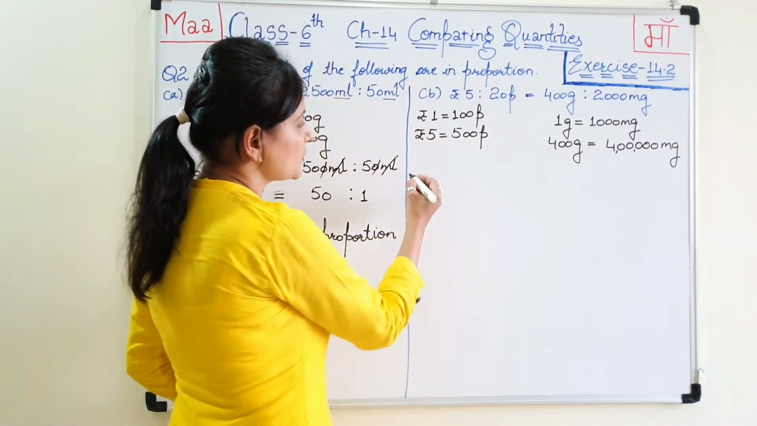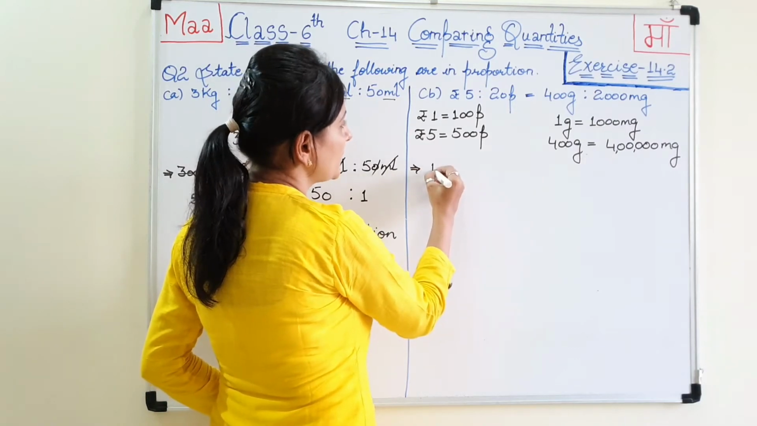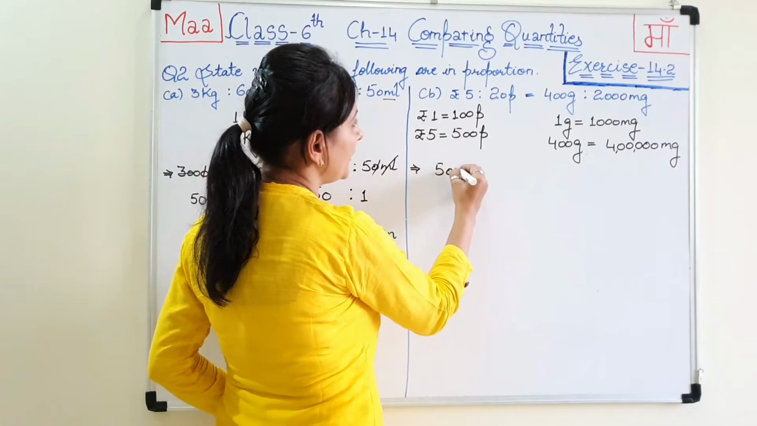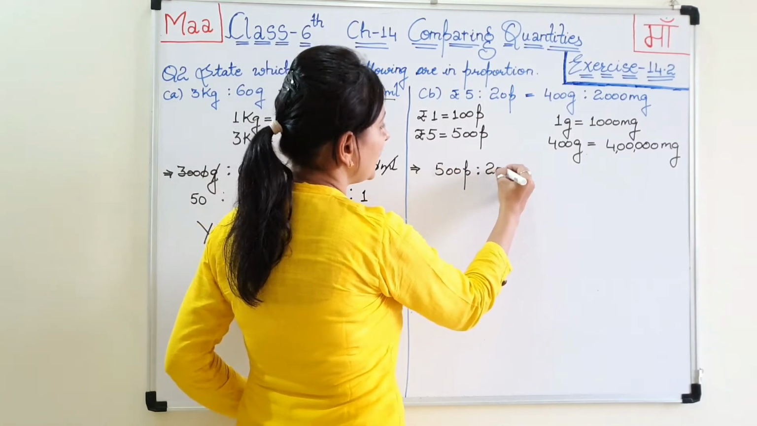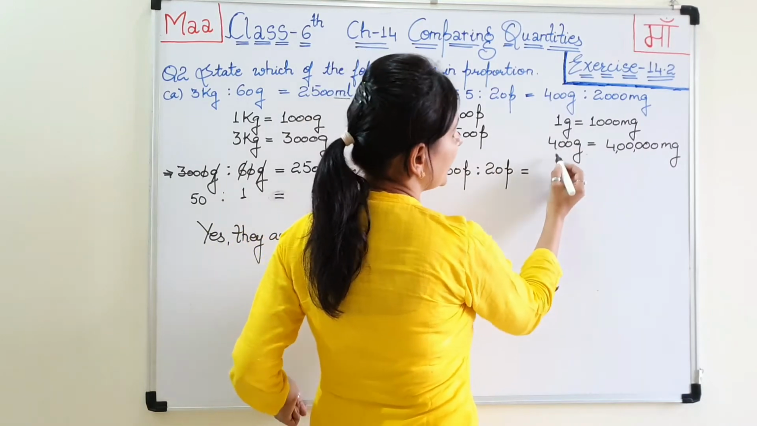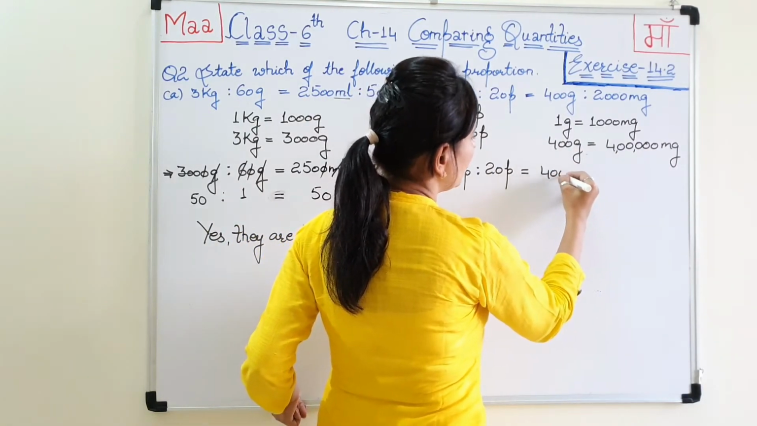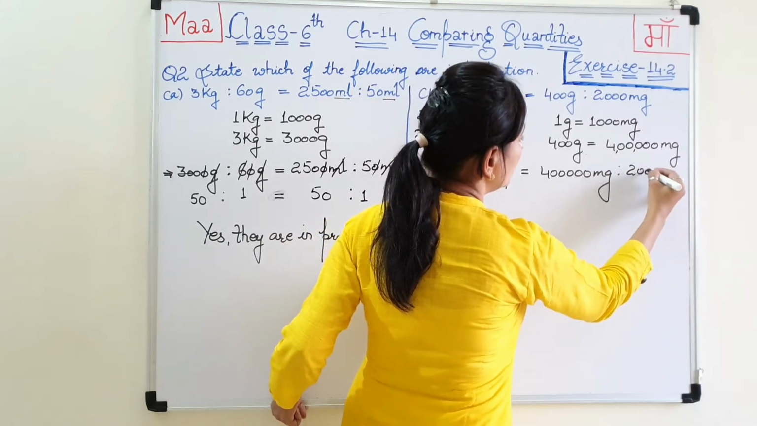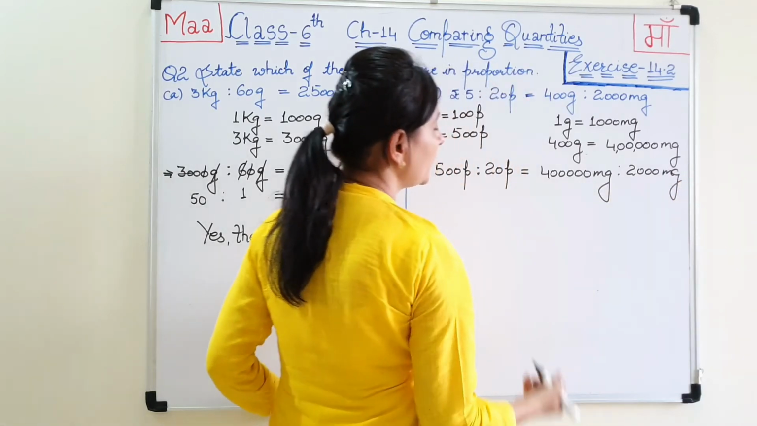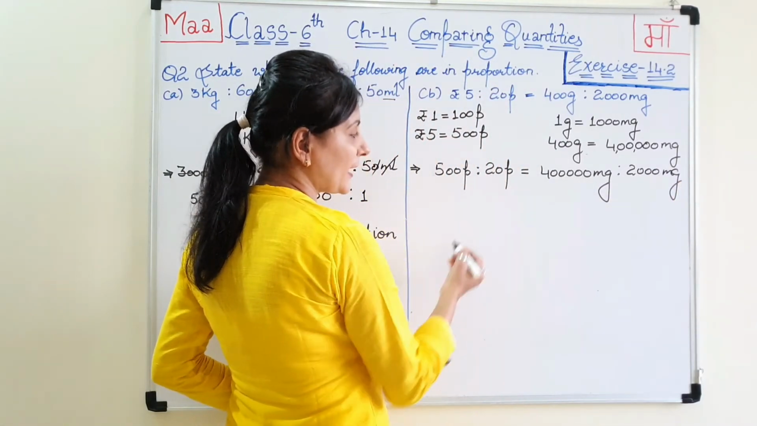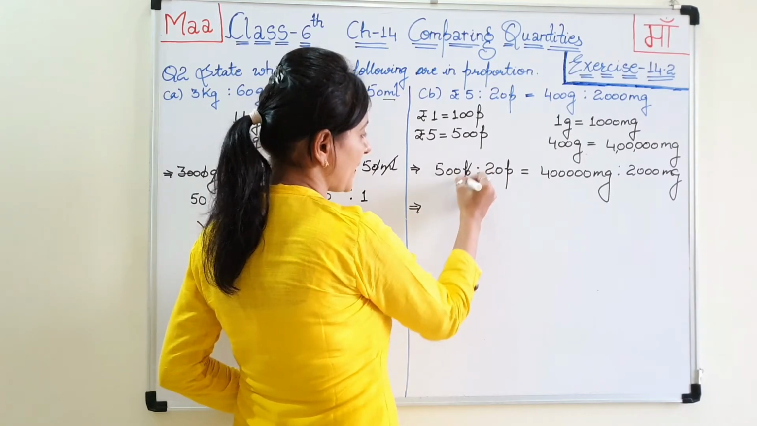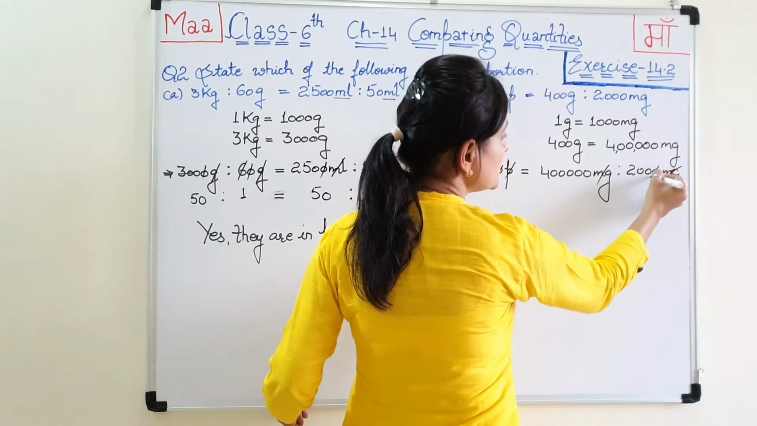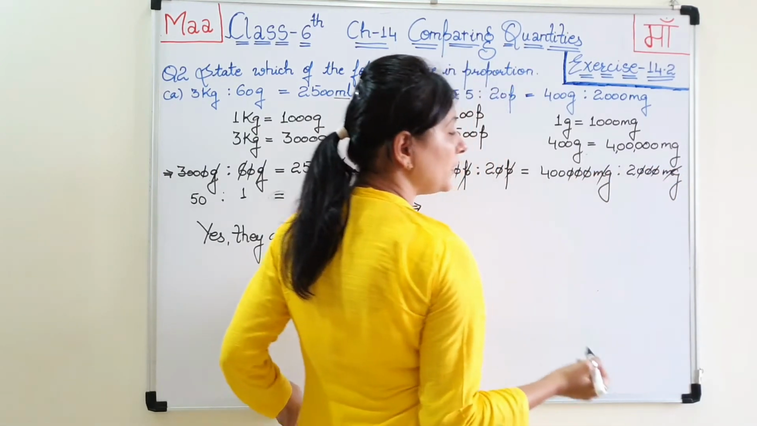Okay, now our question will be changed, and now our question will be, in place of rupee 5, we will be writing 500 paise ratio 20 paisa, and then other side, in place of 400, we will be writing 4 lakh milligram ratio 2000 milligram. Okay, in next step, paisa and paisa will be cancelled, 0 and 0 will be cancelled here. See, paisa will be cancelled, and 0 and 0 will be cancelled here. Milligram and milligram will be cancelled, and 3 zeros will be cancelled.